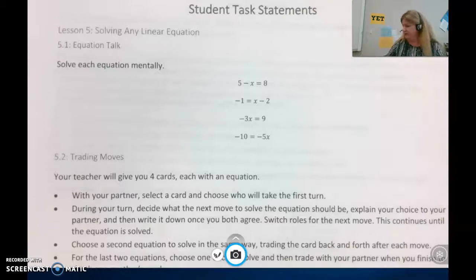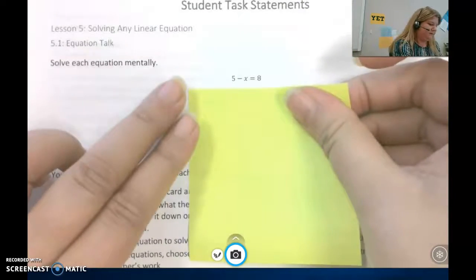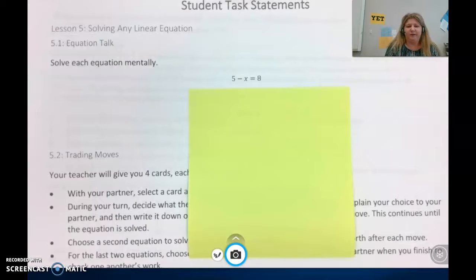So I'm going to use a post-it note to help us focus in on it. So first I'm starting with 5 minus x equals 8. Well, how am I going to subtract something and get a larger value? Must be subtracting a negative, because when I subtract a negative, my value increases. So 5 minus what would equal 8? And that would be negative 3.